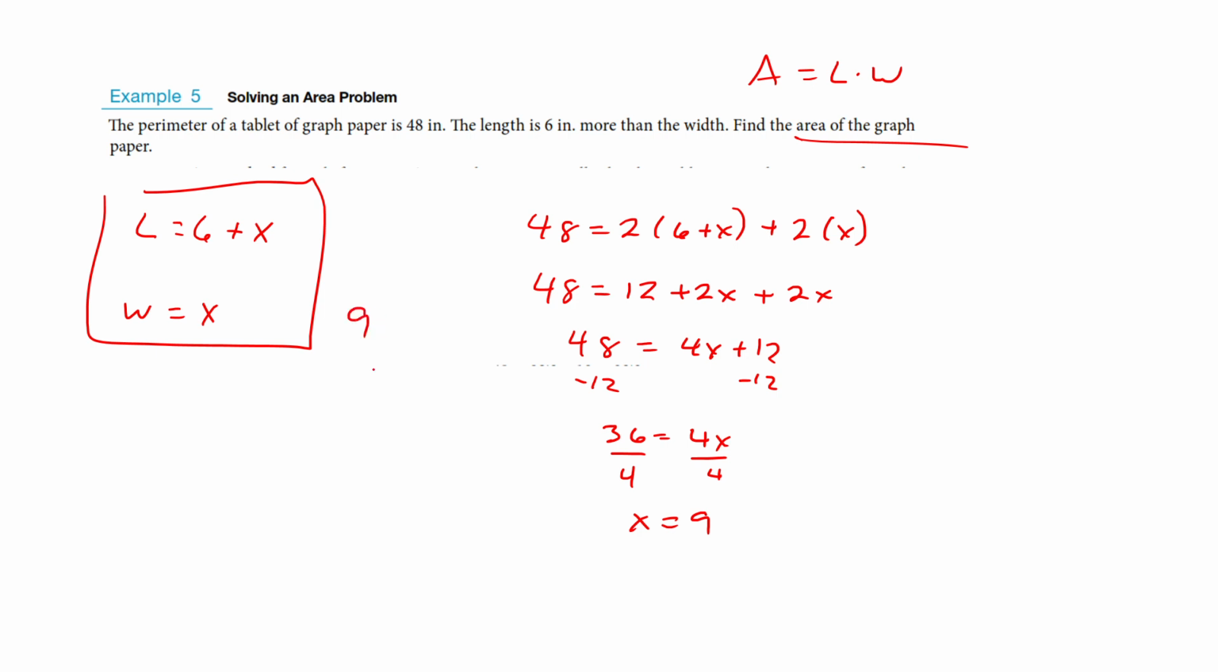I know the width is 9, and then the length is 9 plus 6, so you'd get 15. Now area is length times width, so we're going to multiply those together. 9 times 15, and what do we get? 135.